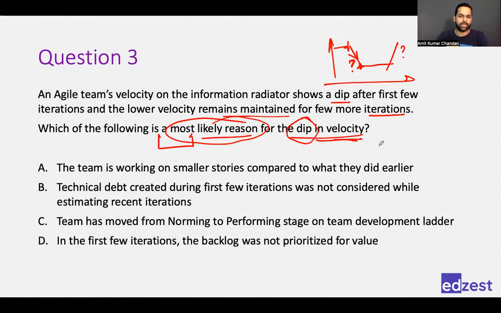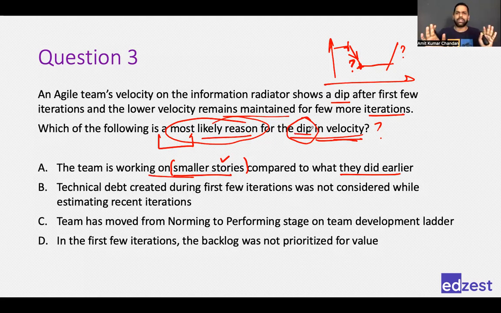So why would that happen? Let's see. The team is working on smaller stories compared to what they did earlier. If they're working on smaller stories, which means less story points associated with these stories, they would do more number of stories. And typically, the story points would remain same. So this is not a likely reason of why there would be a dip in velocity.